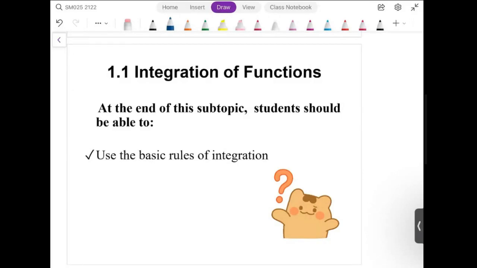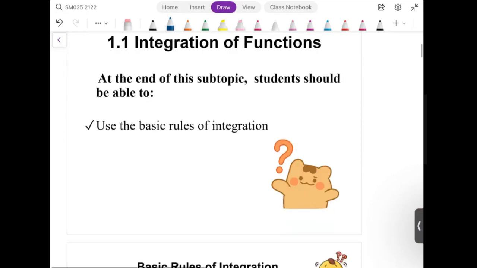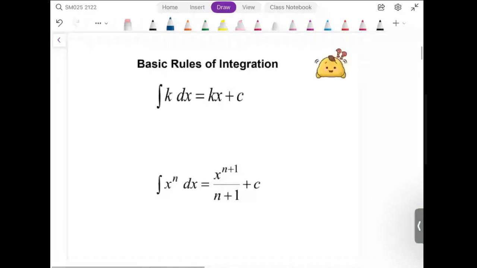In this video, we will discuss the basic rules of integration. Altogether, we will have 5 basic rules. So let's go through them one by one. The first basic rule states that whenever we integrate k with respect to dx, our final answer would be kx plus c. And here, k stands for any constant.